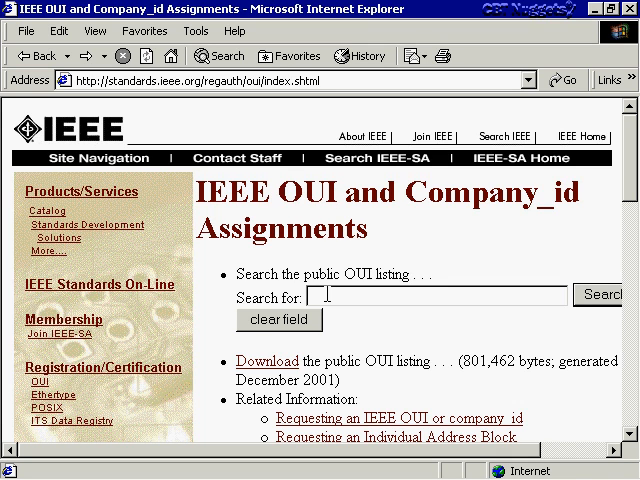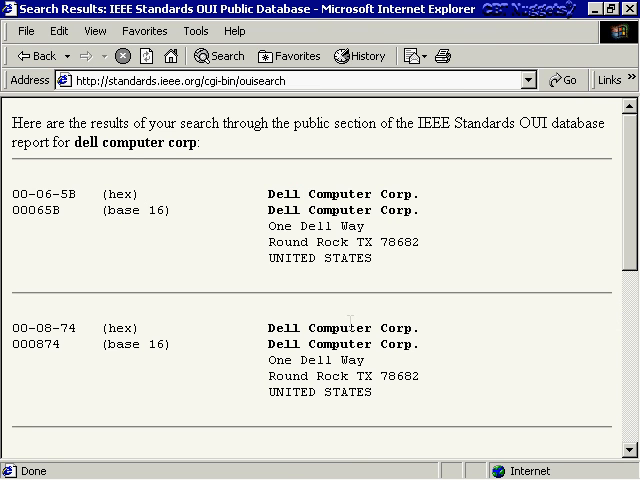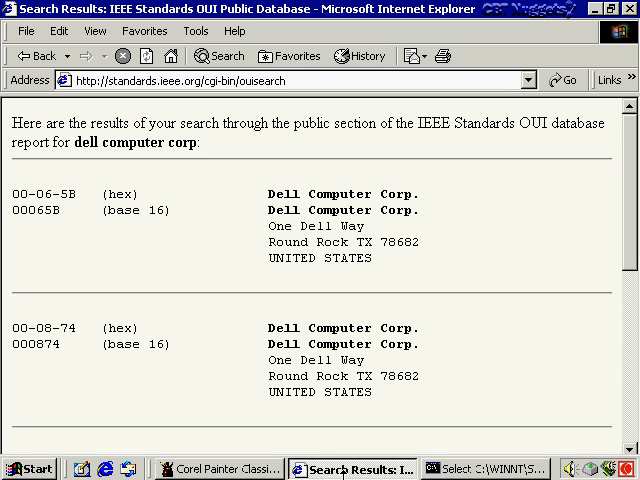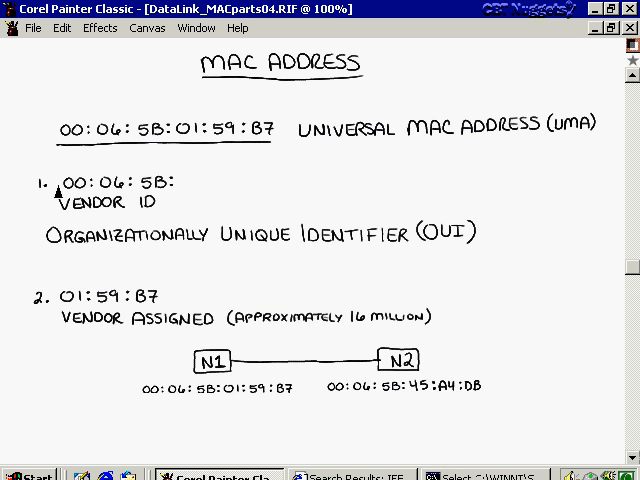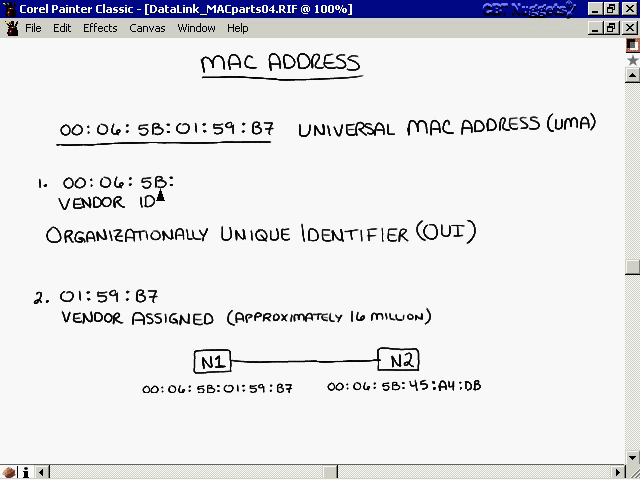Alright, so in the search string here, I'm going to type in Dell Computer Corp, and let's see what we come up with. Alright, the first entry, 00065B, which by the way, is the OUI we're dealing with that I pulled off of this machine. So that tells you that this network interface card was produced by Dell.